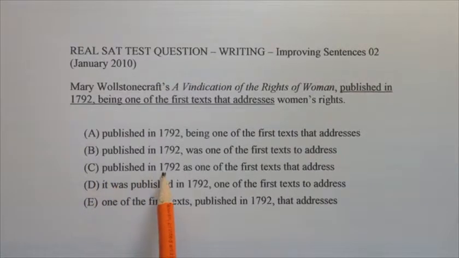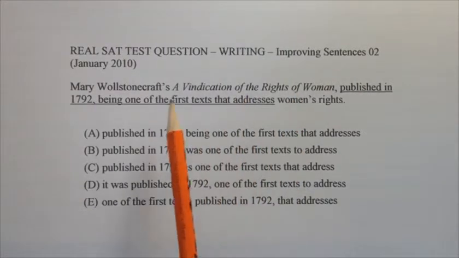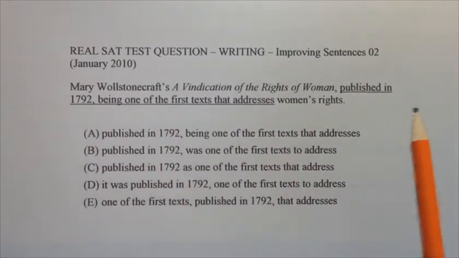C, published in as one of the first texts that address. Nope, address is a verb, but because of the that, it's in a subordinate clause. So there's still no verb for a main clause. You cannot have a sentence without a verb in the main clause.